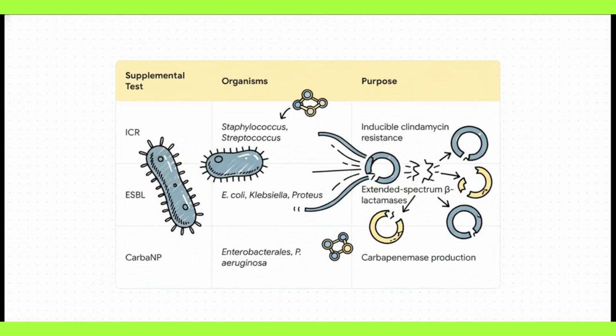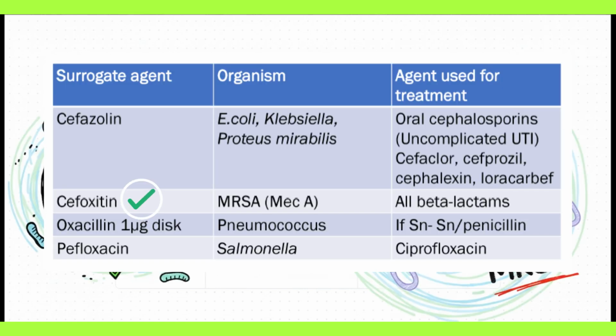This table shows a few key supplemental tests. Take the ESBL test, for example. It's designed to find enzymes in bacteria like E. coli that can destroy some of our most common antibiotics. Finding this one specific thing is a huge deal because it completely changes which drugs are on the table for treatment. Surrogate tests are another one of those smart shortcuts.